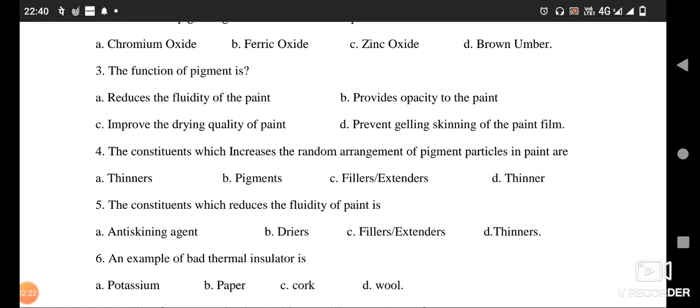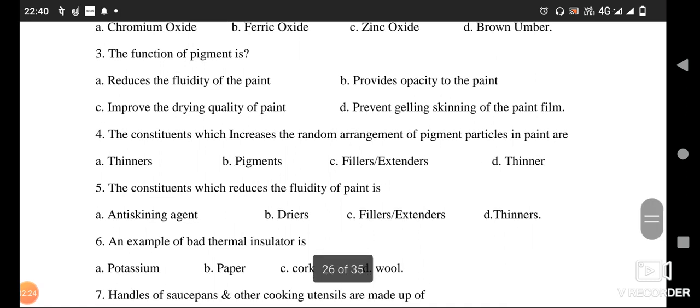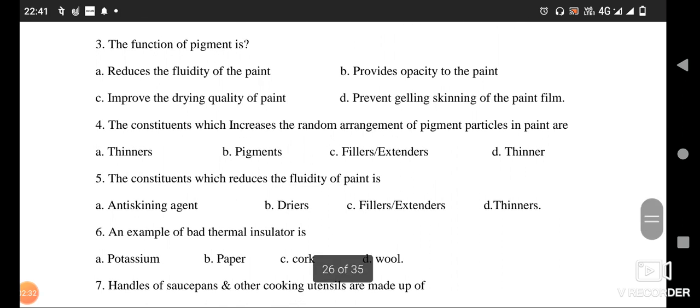Then after that, MCQ number 4: the constituent which increases the random arrangement of pigment particles in the paint are: A, thinner; B, pigments; C, fillers or extenders; or D, thinner. Again, I think it is wrong, so you can consider here none of the above. So the answer of this fourth MCQ, obviously, is option number C, that is fillers and extenders.